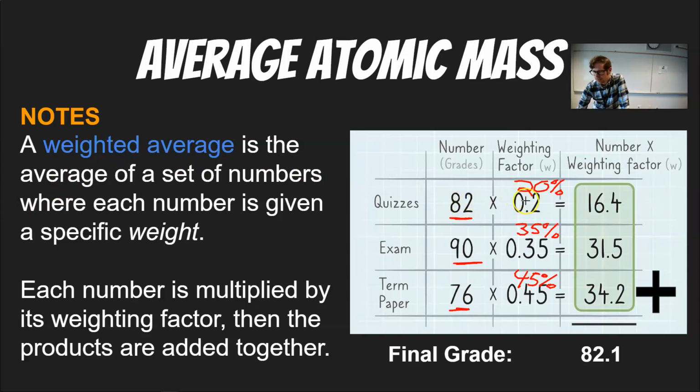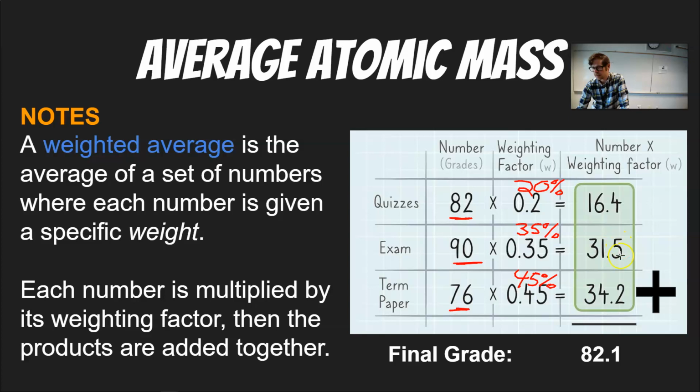Well, here's how your grades are going to be weighted out. This 82 is going to be multiplied by 0.2. 0.2 and 20% are the same thing, two different ways of writing the same thing. And so that leads to 16.4. That's then the exam gets multiplied by 0.35 for 35%. And the term paper gets multiplied by 0.45 for 45%.